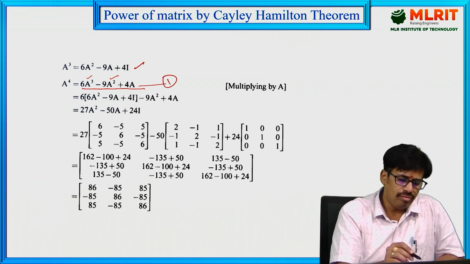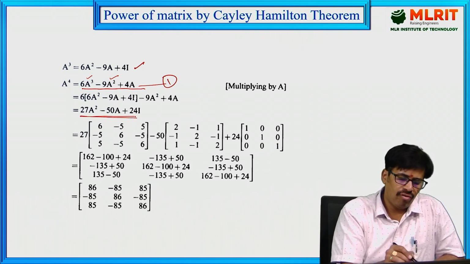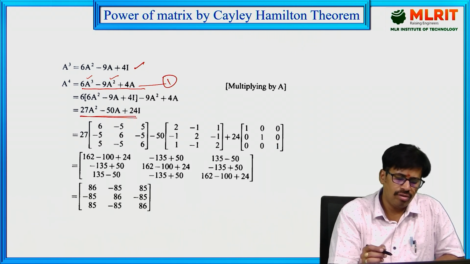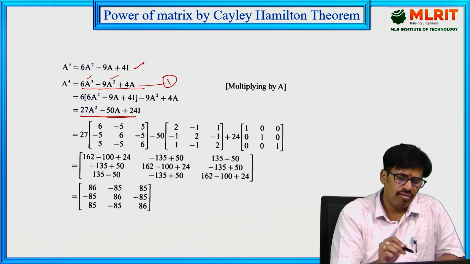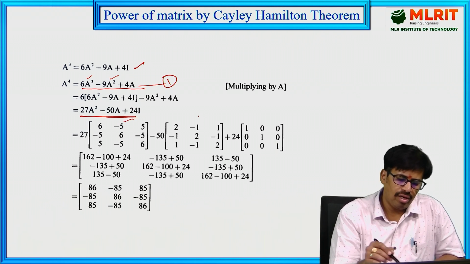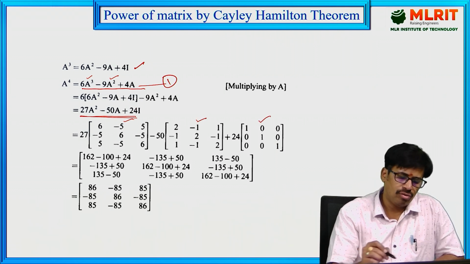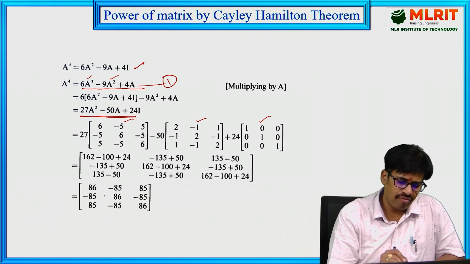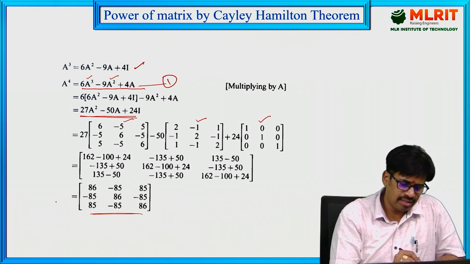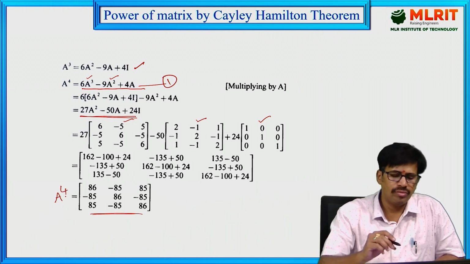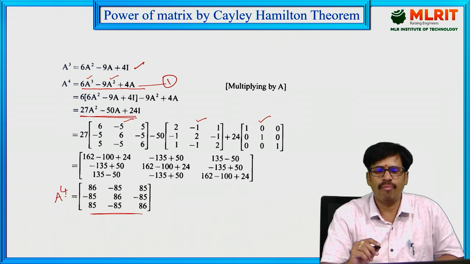So A square, so this is the equation where we have to substitute A square value, A value and 24I. So this is the value of A square and this is the value of A, and 24 into identity matrix of size 3 by 3. So on expanding this and simplifying, we get the result A power 4 value. So this is how we find the power of a matrix.